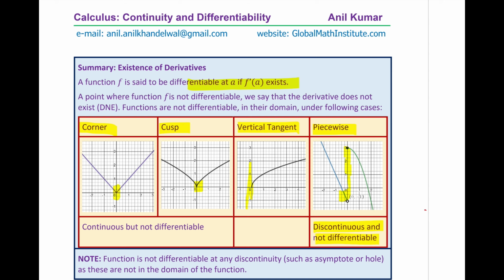So for a function to be differentiable, the value should exist at that particular point, and then you can actually find the derivative. And the value of the derivative should exist. So note, a function is not differentiable at any discontinuity, such as asymptotes or holes, as they are not in the domain of the function, right? So we are considering the points which are in the domain of the function.